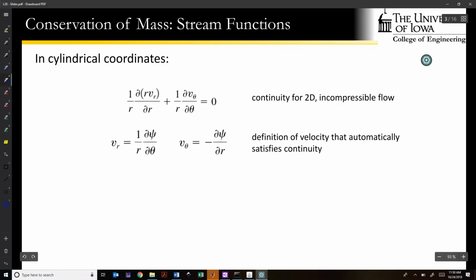Other things, so given in cylindrical coordinates, we have the continuity equation, written on the top. And then we have definitions for the radial and angular velocity, also as a function of psi. So this can be defined as either a function of x y or a function of r theta.